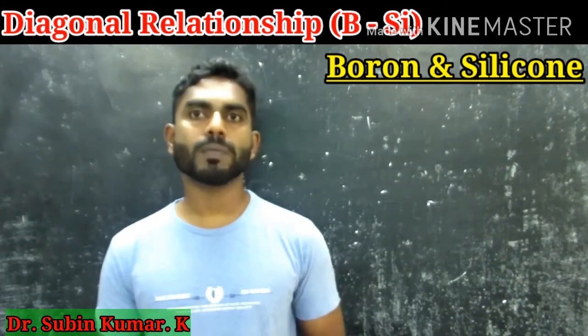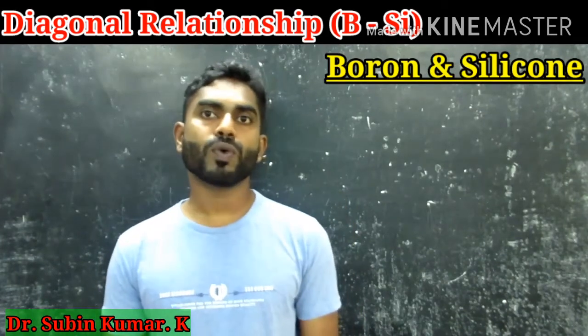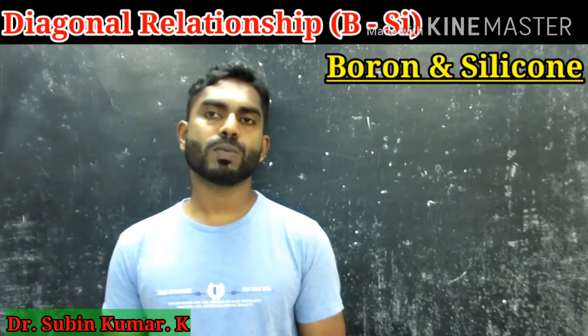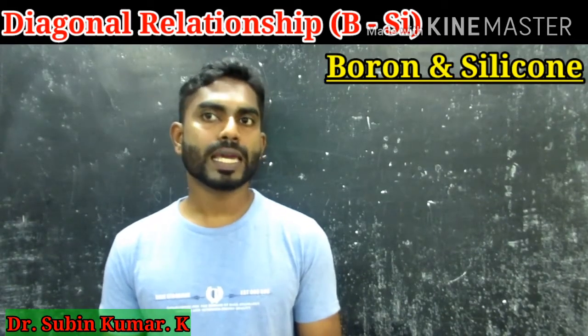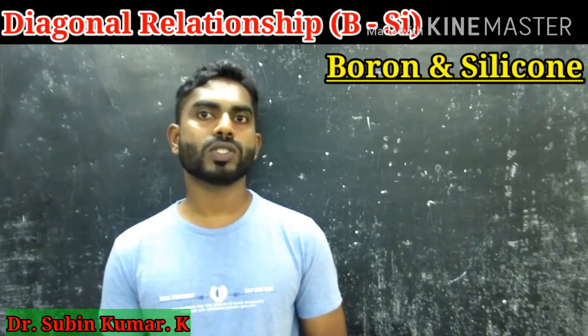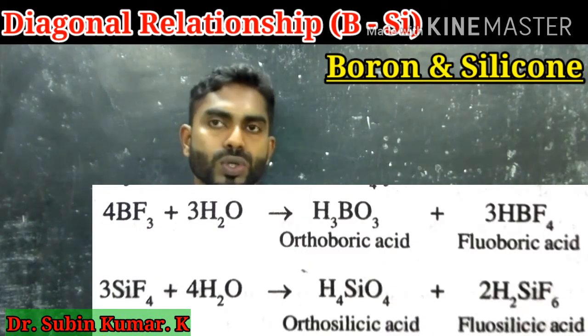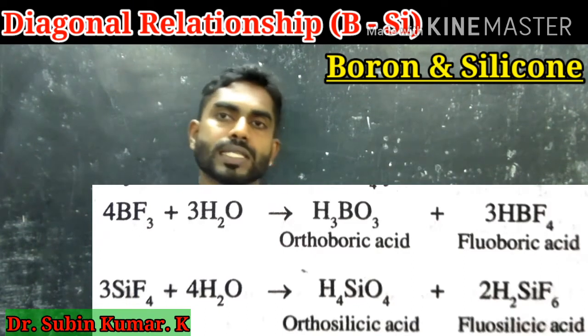Then next property: the fluorides of both boron and silicon get hydrolyzed by water. BF3 yields orthoboric acid and fluoroboric acid, while SiF4 yields orthosilicic acid and fluorosilicic acid.